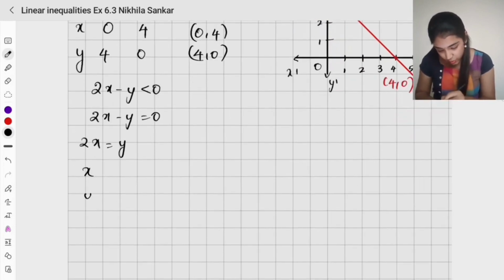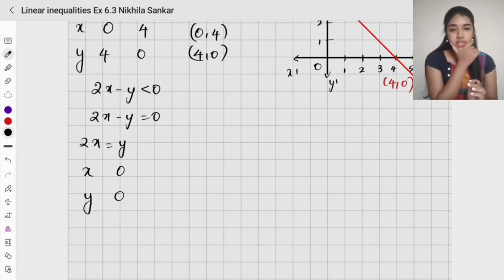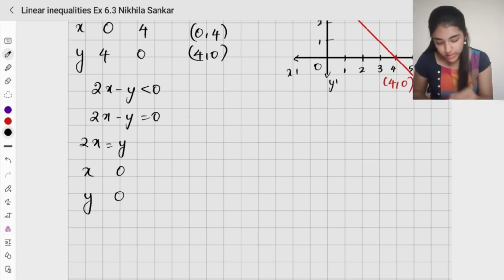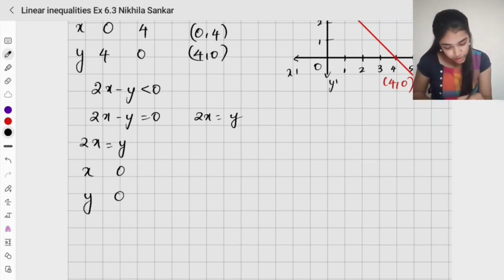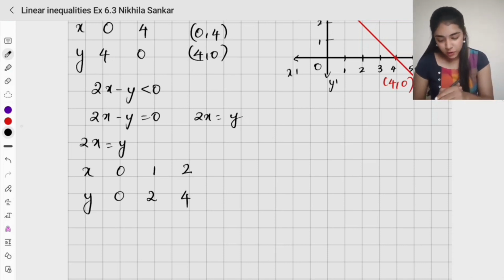So x value, y value. If x value is 0, y is going to be 0. If y value is 0, x is going to be 0. So you have to check for something else. So if 2x is equal to y, from this I see that 2x is equal to y. So when my value of x is 1, y is going to be 2. When my value of x is 2, y is going to be 4. Do you see that? So put them in the solutions.